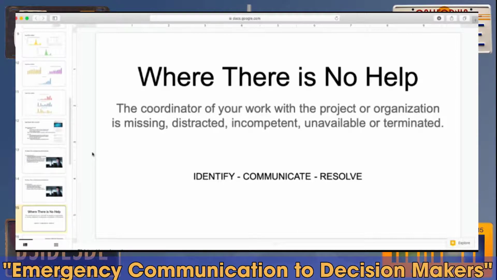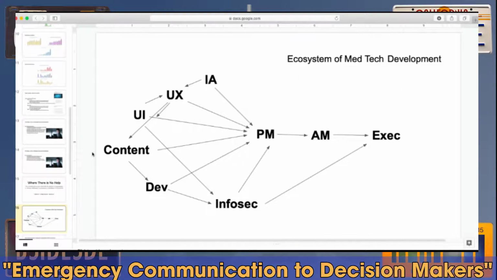So when it comes to medical technology development, here's a brief outline of the creative or technical staff that are often involved. And at the top, we're going to go through a lot of these roles: information architects, user experience researchers and designers, user interface designers, and then content, all often reporting to some sort of project manager who may pass on products or information to an account manager, and then eventually the executives who's ultimately responsible for the organization's work.